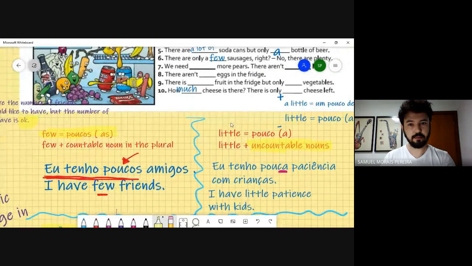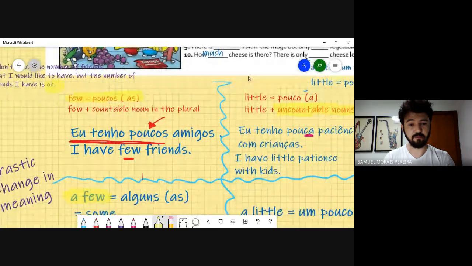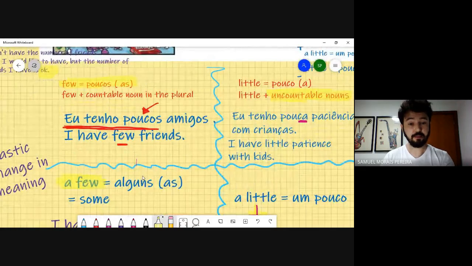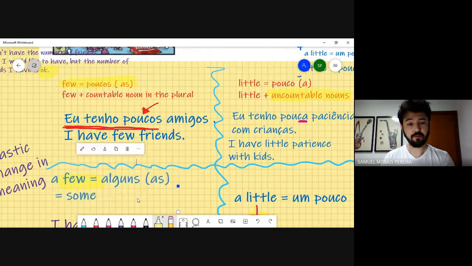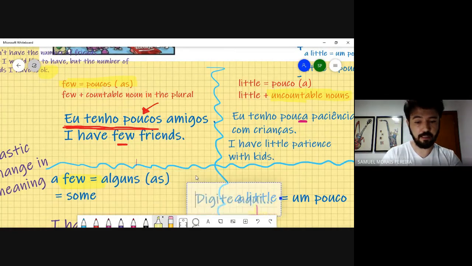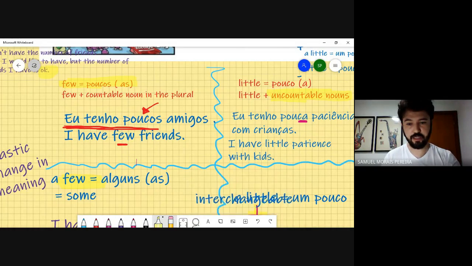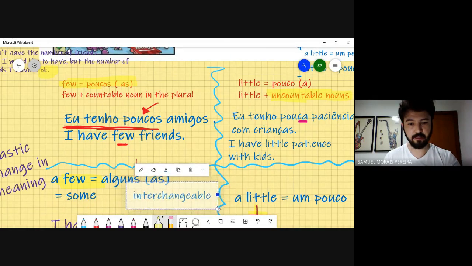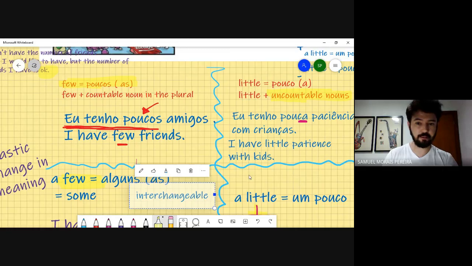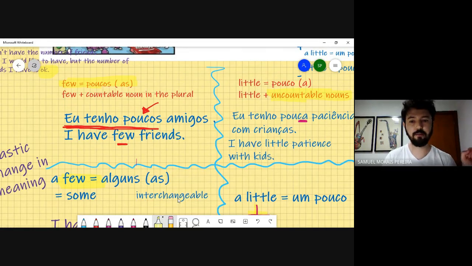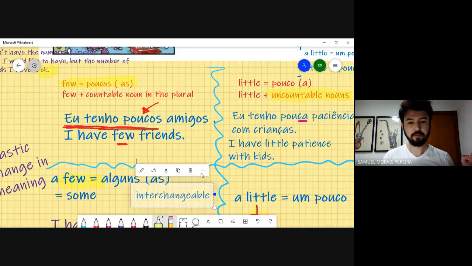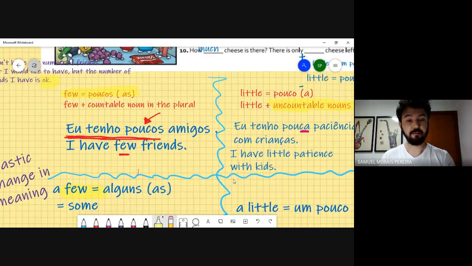In this context here, vou falar de novo, it's perfectly possible to replace a few with some. They are, I'm gonna write the word here, they are interchangeable. So what does that mean? Interchangeable significa intercambiável. Eu posso trocar uma pela outra, tudo bem? They are interchangeable. In Portuguese, we say intercambiável, okay? Well, intercambiáveis, né? Because I have two words here.